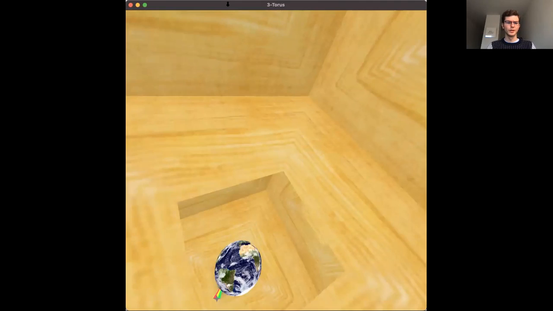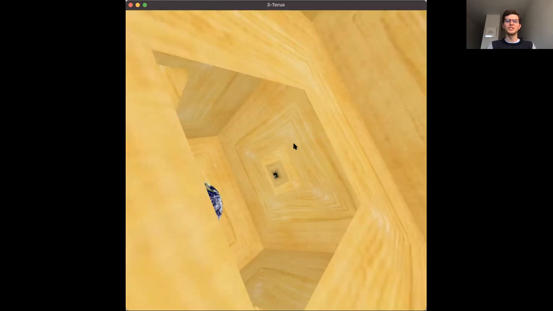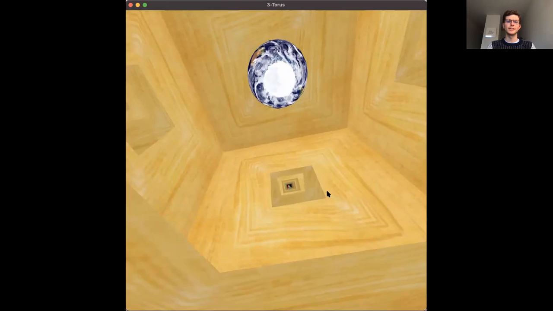And this is a not too complicated illustration, to give you a sense of how the universe would look if you were a spaceship exploring it on this torus, on this three-dimensional torus. Okay.